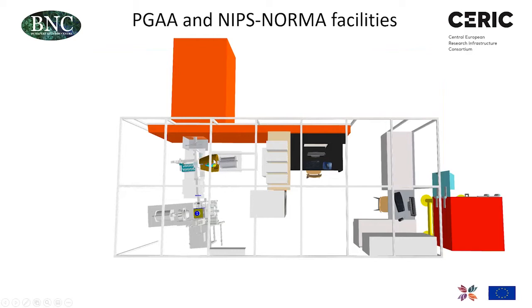This is PGAA, which is dedicated for powders, liquids and relatively small samples which are homogeneous. And the second station is called NIPS Norma, which is dedicated for the measurement of more bulky samples, like stones or heritage objects. Here we can have a local composition analysis, and it is also combined with cold neutron imaging.